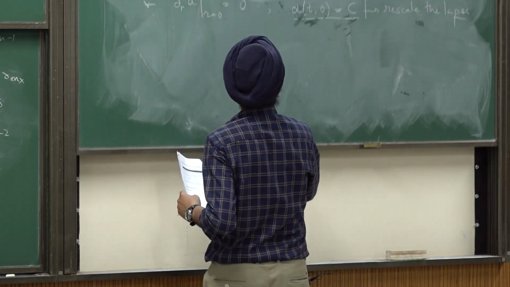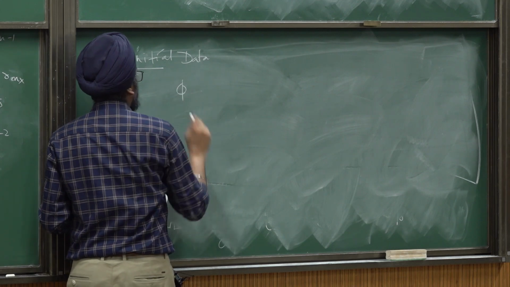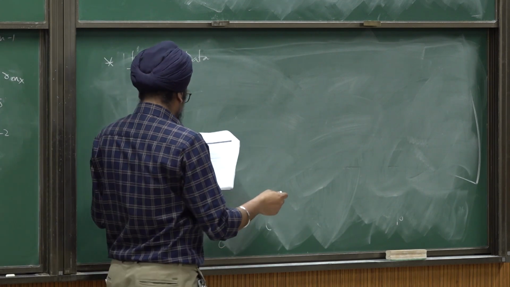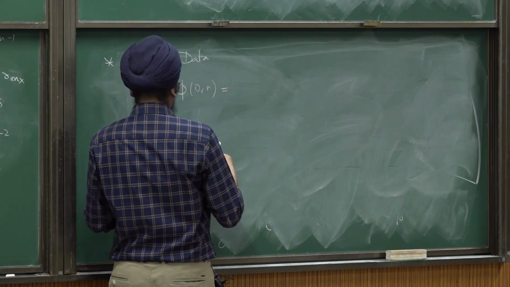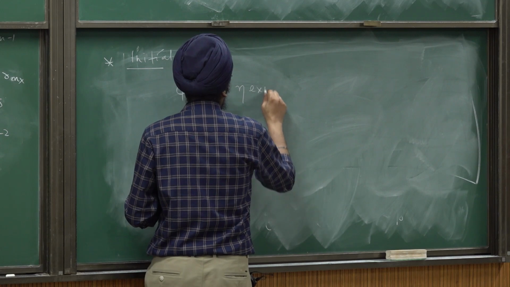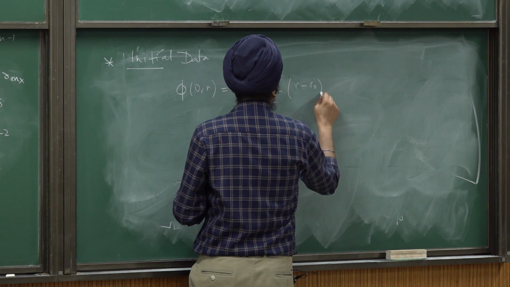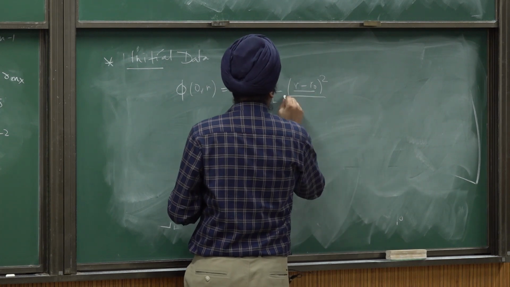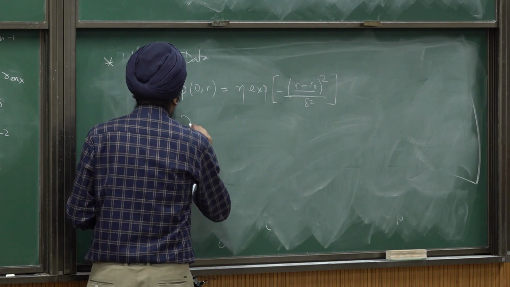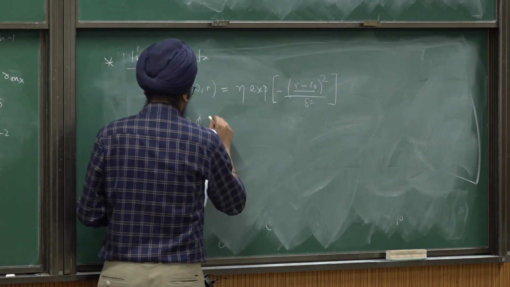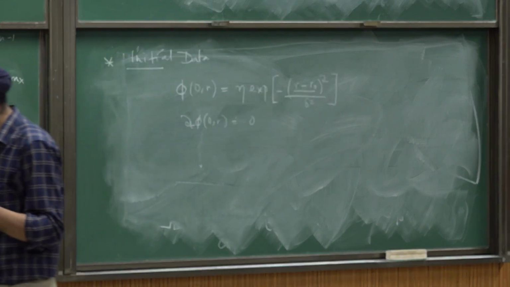So the initial data. What initial data do you use? There are different profiles which are possible. One profile which is used is phi(0, r) equal to eta exponential minus (r minus r naught) square by delta square, and del t of phi(0, r) is 0. This is one such initial data which was used by Choptuik.